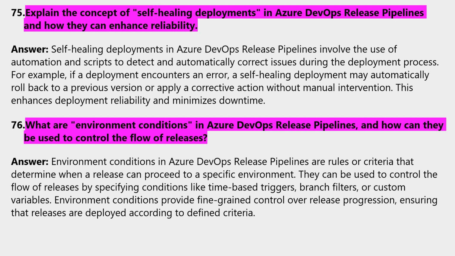What are environment conditions in Azure DevOps release pipelines, and how can they be used to control the flow of releases? Answer: Environment conditions in Azure DevOps release pipelines are rules or criteria that determine when a release can proceed to a specific environment. They can be used to control the flow of releases by specifying conditions like time-based triggers, branch filters, or custom variables. Environment conditions provide fine-grained control over release progression, ensuring that releases are deployed according to defined criteria.